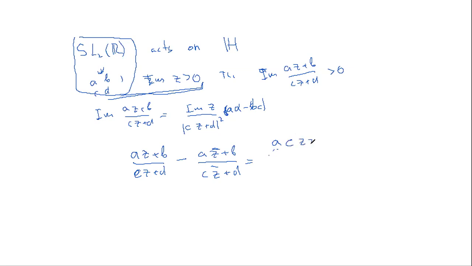So it's AC Z Z bar plus AD Z plus BC Z bar plus BD. I calculate this: AZ plus B times C Z bar plus D. Now I shall subtract the other term, which is just the complex conjugate of this one. So this cancels, this cancels. Minus BC Z Z bar, minus AD Z bar. So we win. Okay. Now the next.